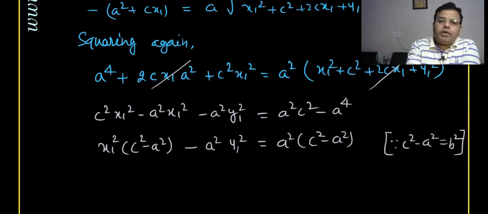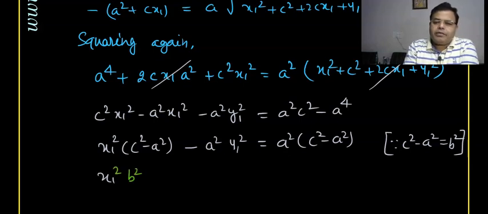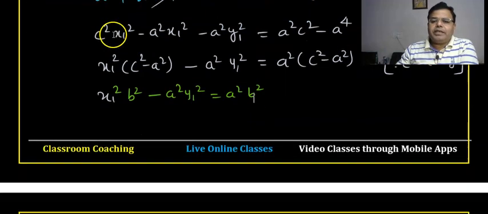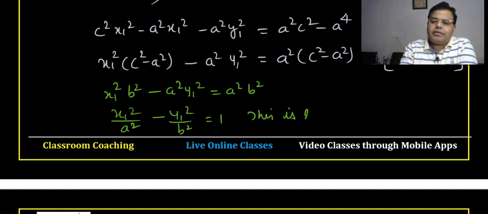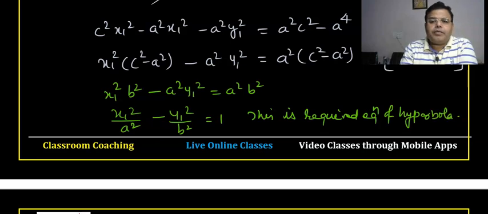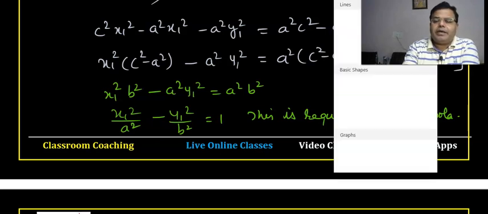So use this. Now this will be x1 square b square minus a square y1 square is equal to a square b square. So divide by a square b square on both sides. b square cancels, so x1 square by a square, here a square cancels, y1 square by b square is equal to 1, and this is the required equation of hyperbola. I hope you got it. You may keep it in mind that this is the required equation of hyperbola.